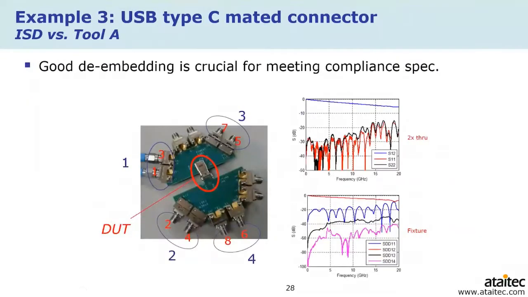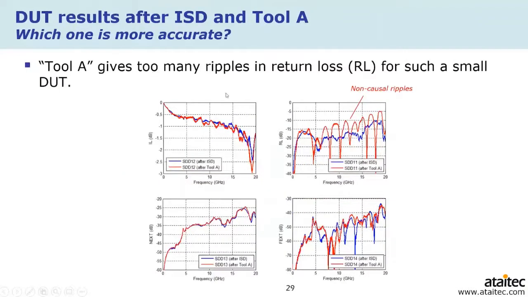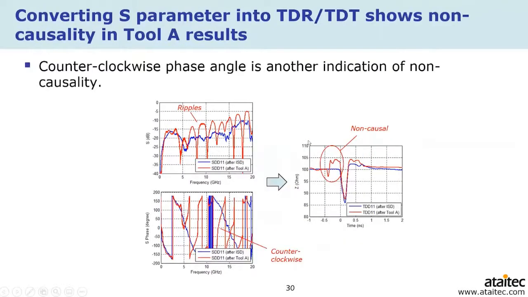Now for the USB Type-C connector, again, compare with tool A. We can see that for that little DUT, using tool A, you get a lot of ripples. And if you use ISD, you get a smoother curve. And in the TDR waveform, you can see that again, if you use the other tool, you get the causality error before and after the DUT.